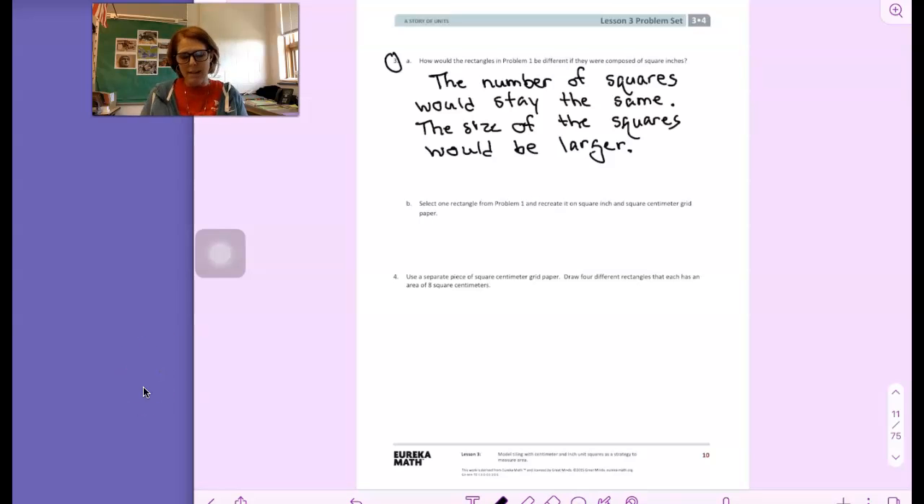So boys and girls, that is the problem set for Lesson 3. Make sure you submit it on Schoology, and you are going to go on to do the exit ticket, and you can use your problem set to help you with the exit ticket.